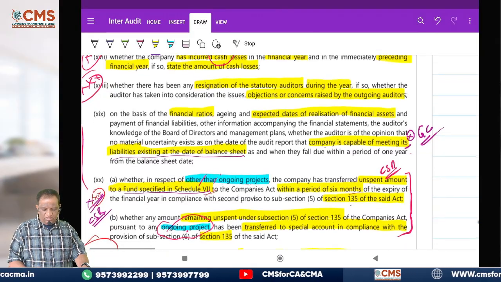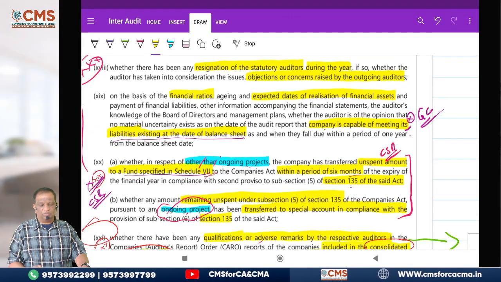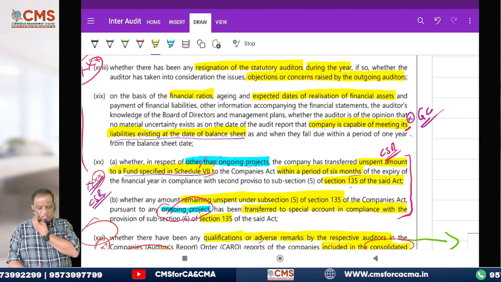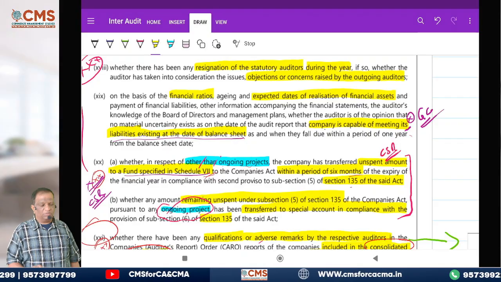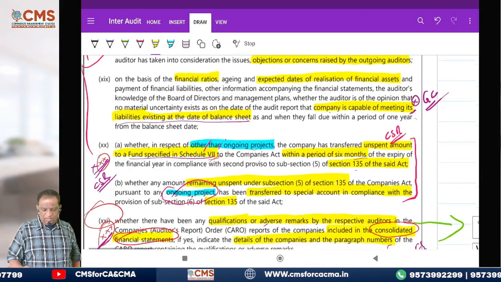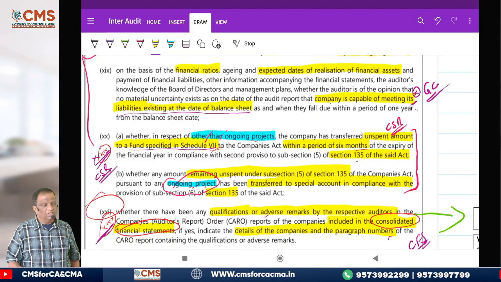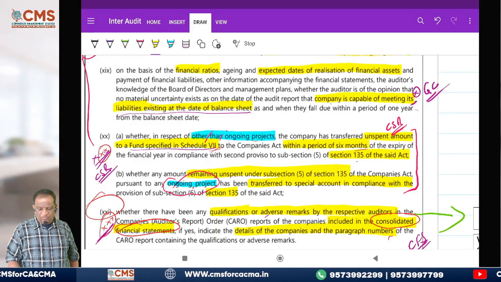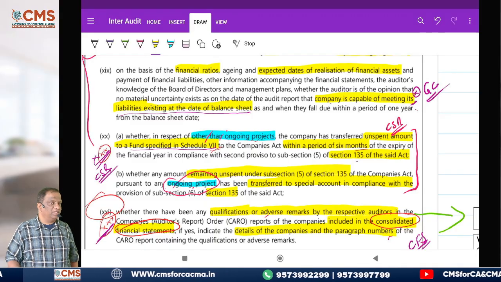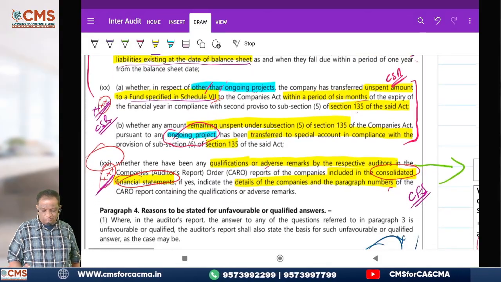And then the next point, whether there has been any resignation by the statutory auditors during the year. In case there are resignations, then any objections or concerns raised by the outgoing auditor, whether it has been taken into consideration, that has to be clarified. And next point, based on the financial ratios and the expected date of realization, the auditor has to confirm whether the company is capable of meeting its liabilities. Do you think the company can meet its current liabilities? So all the liabilities, that is one thing the auditor has to confirm.